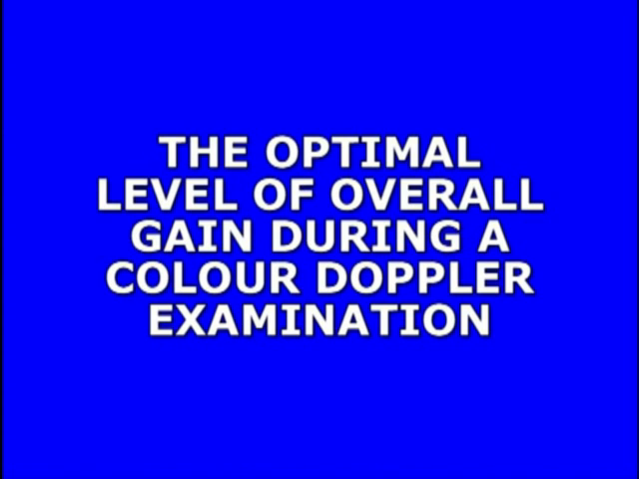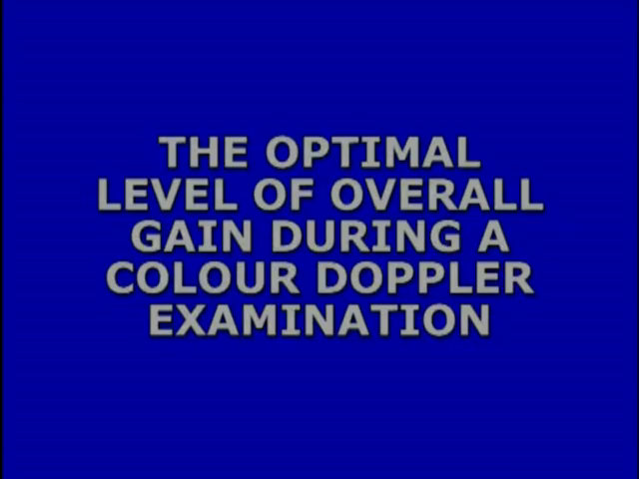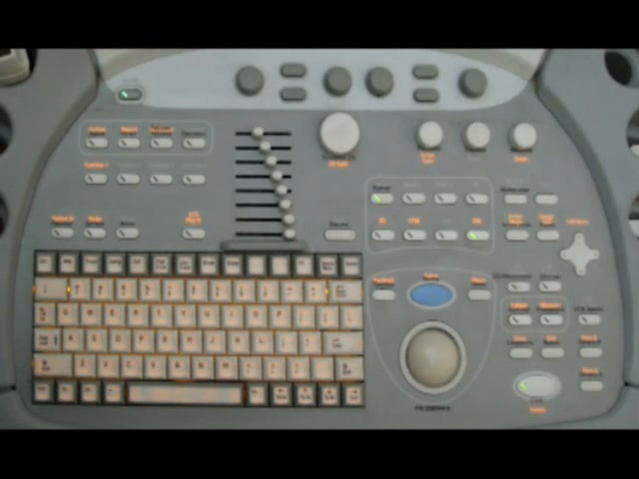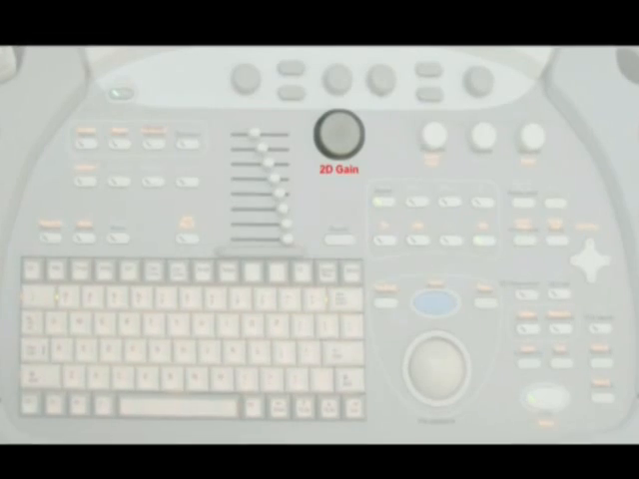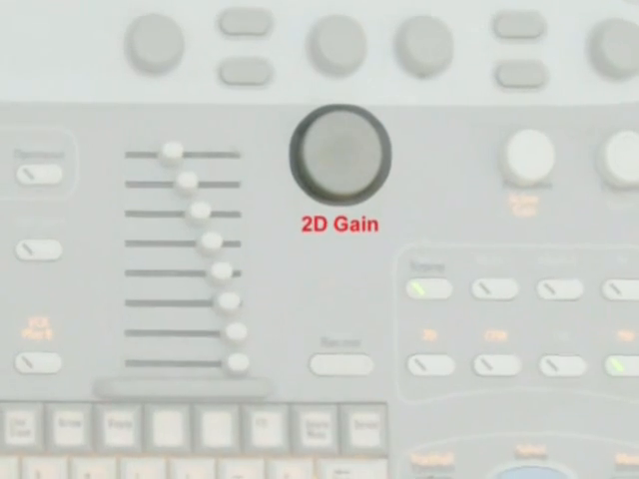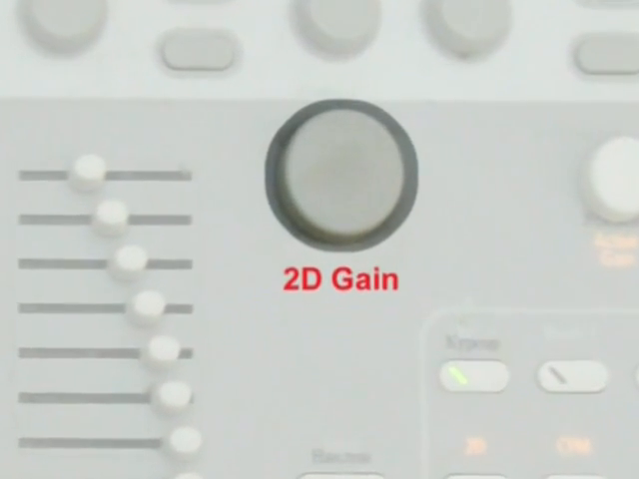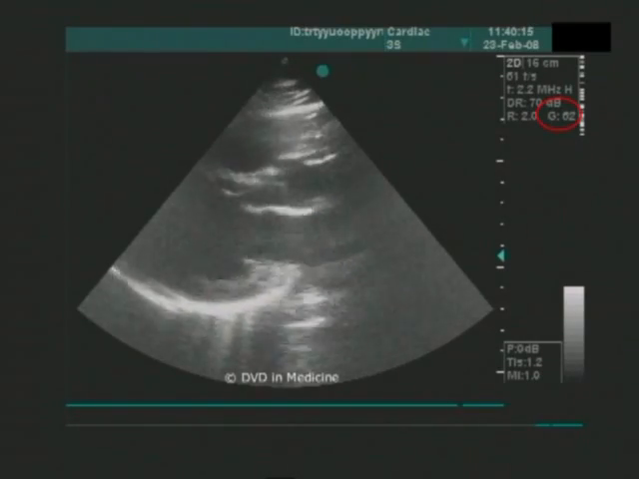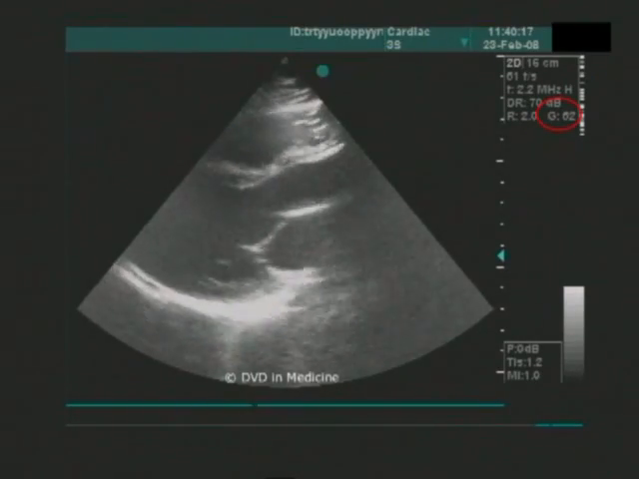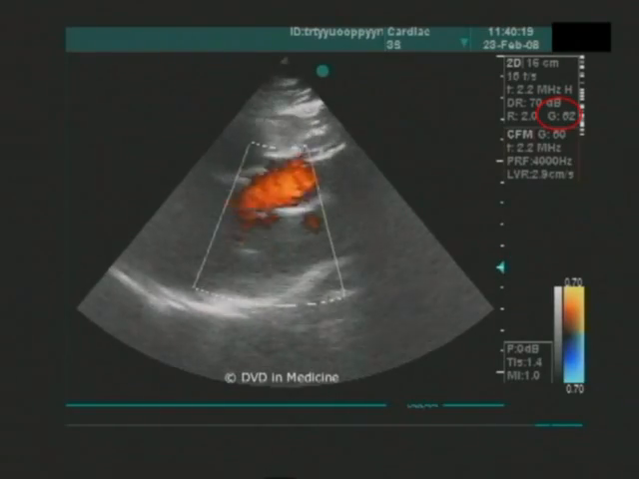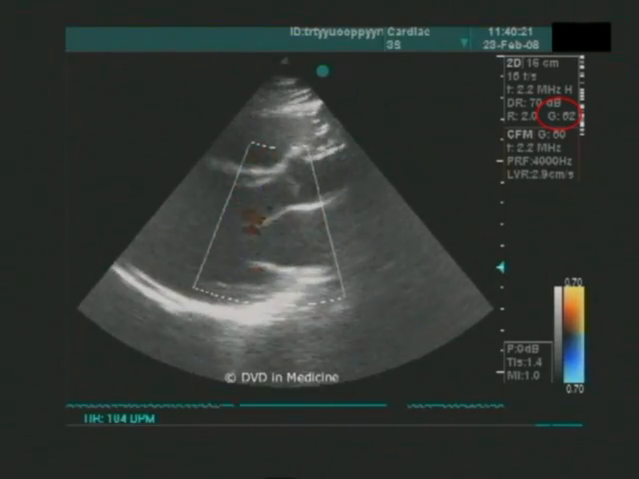The optimal level of overall gain during a color Doppler examination. For color Doppler examinations, the B-mode image should be set up with relatively low overall gain so that the image is a little on the dark side, as the software tends to allocate color to darker areas rather than to areas which contain echoes.